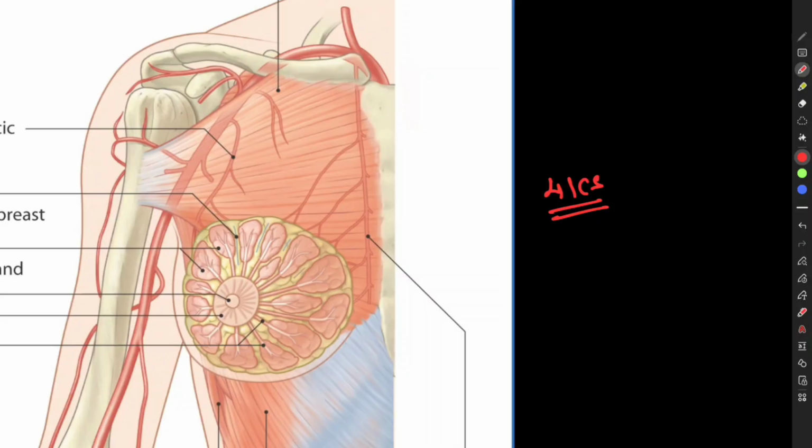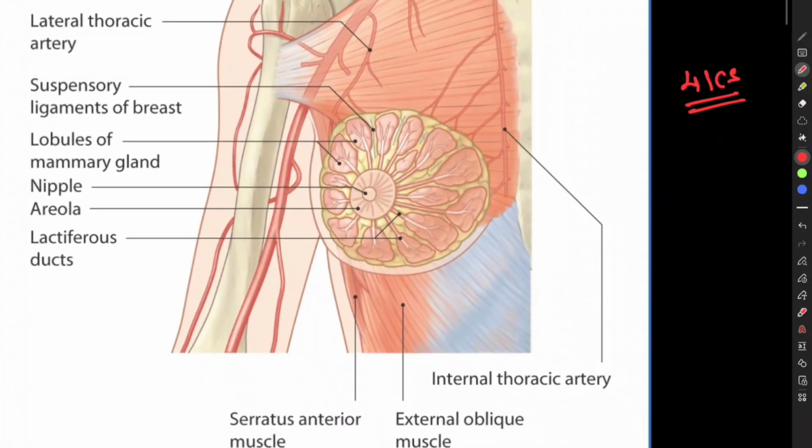Now this nipple, as you can very well see in this diagram, is pierced by 15 to 20 lactiferous ducts. What is this? These are the lactiferous ducts. So you can see that these all open into the nipple. Now, the nipple is very rich in nerve supply, and it also contains circular and smooth muscles.